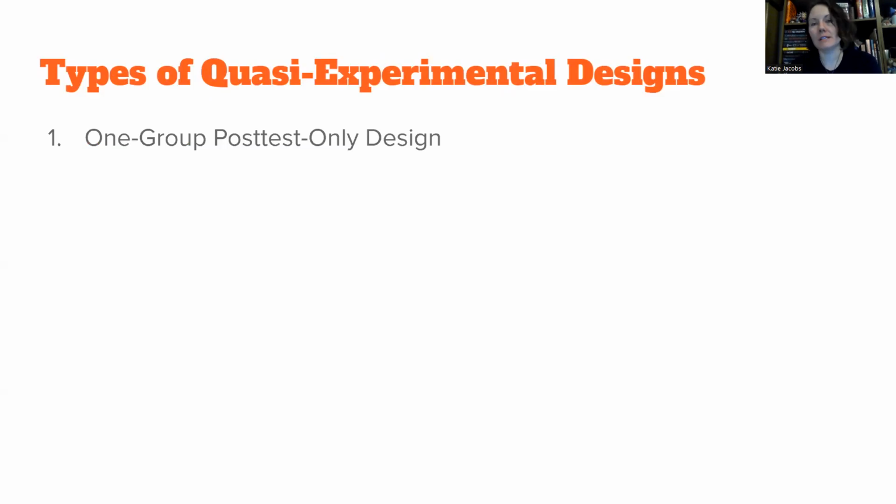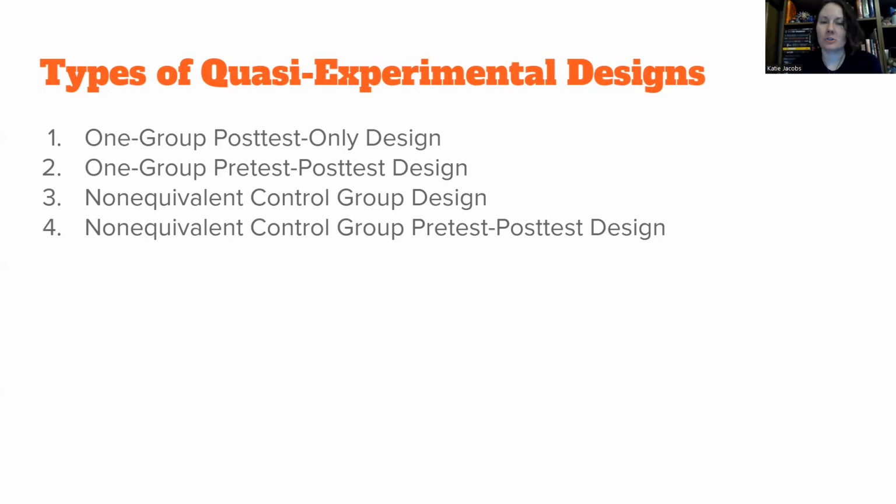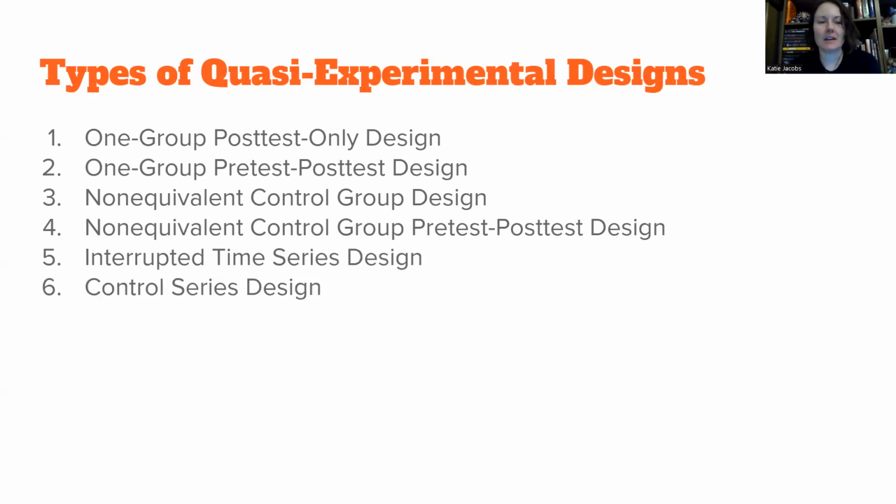So the different types of quasi-experimental designs that we're going to learn about: the one group post-test only design, the one group pre-test post-test design, the non-equivalent control group design, the non-equivalent control group pre-test post-test design, interrupted time series design, and a control series design.